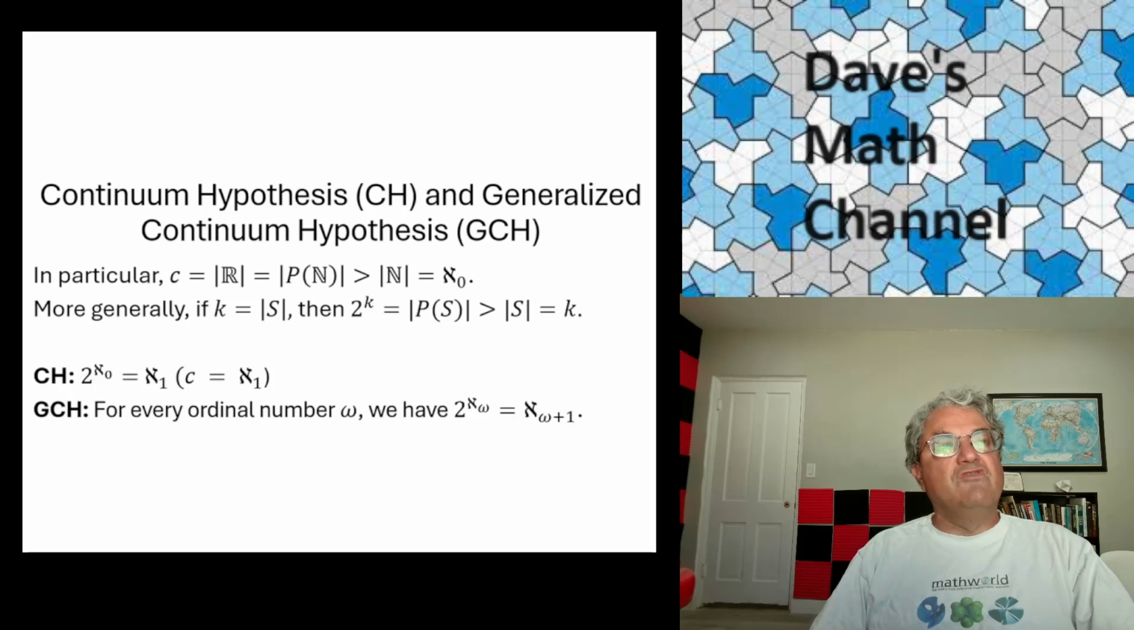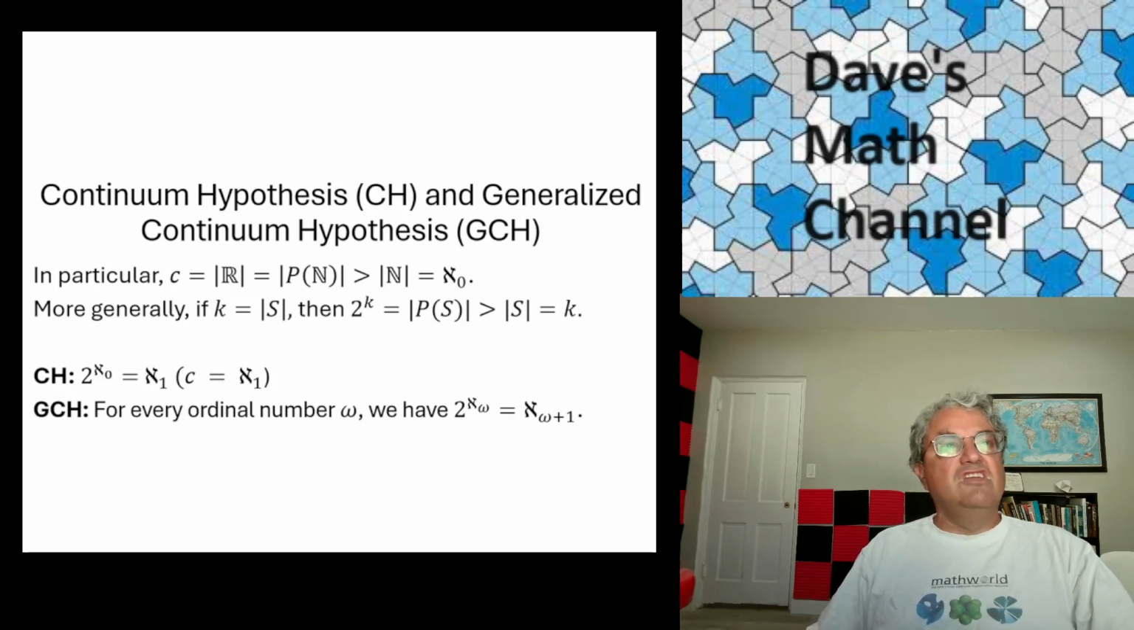I think I explained that for finite sets. It's also true for infinite sets. We can kind of define 2 to an infinite cardinal this way. But what Cantor's diagonal argument proves is that 2 to the k, whatever k is, is strictly larger than k for any cardinal number k, whether it's finite or infinite.